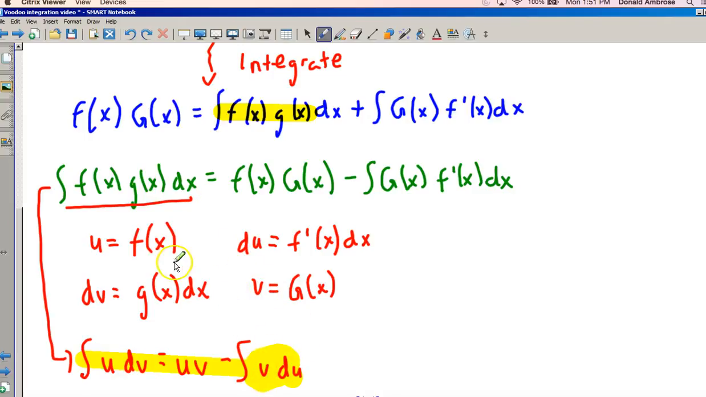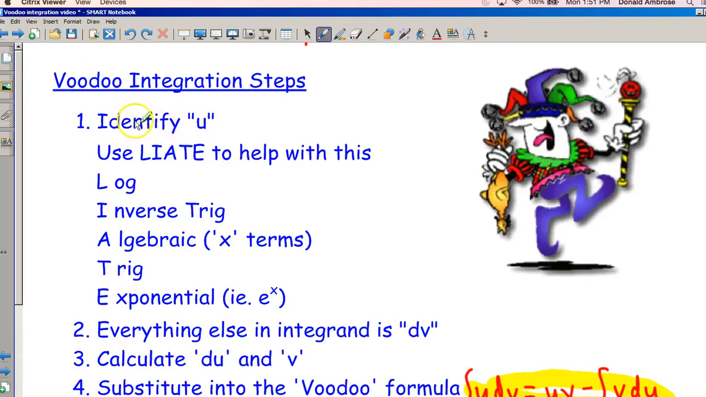That's the Voodoo integral. Now, you may wonder, how are we going to use this formula to help perform integration by parts? Well, there are certain steps you want to apply to help apply this method of integration. The first step is to identify the u.